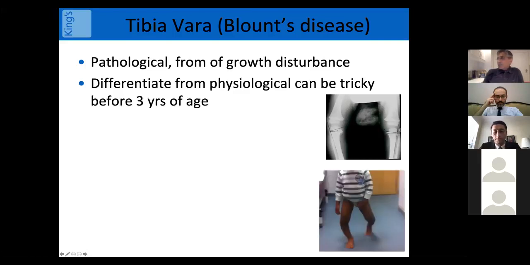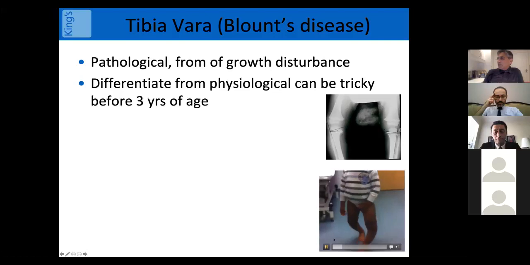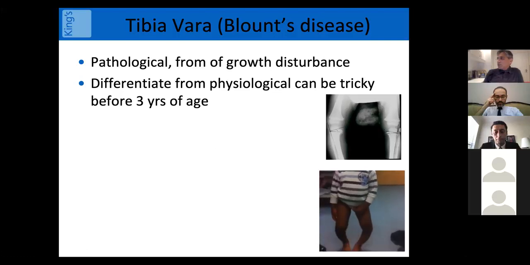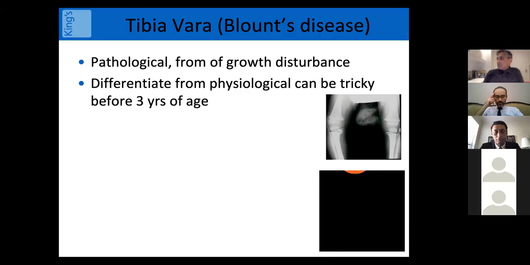So here is the clinical examination finding, the lateral thrust. If you see this video, look at that. Again, the child has that thrust. That is not seen in physiological varus, and that should give you a clue as to whether the child has Blount's or not.